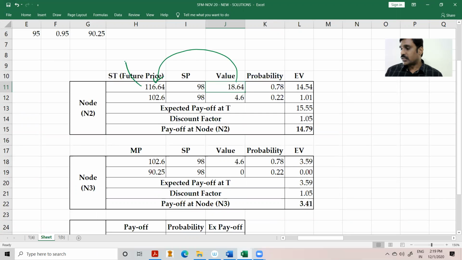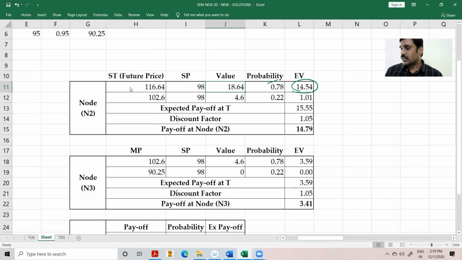What is the probability of this reaching 116? What is the probability that the market price will become 116? If the market price is 116, then only we will get 18.64. What are the chances that the market price will get to 116? The chance is 0.78. That is what we have seen. There is a 78% chance that I'll get 18.64 rupees. Therefore, my expected value is 14.54.